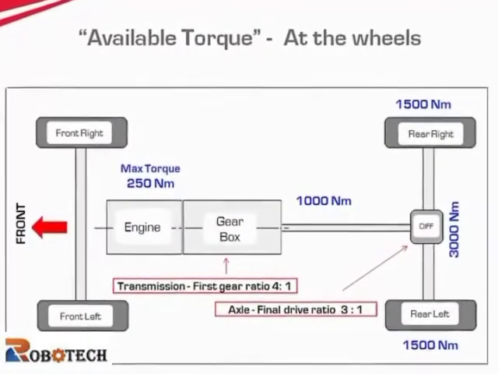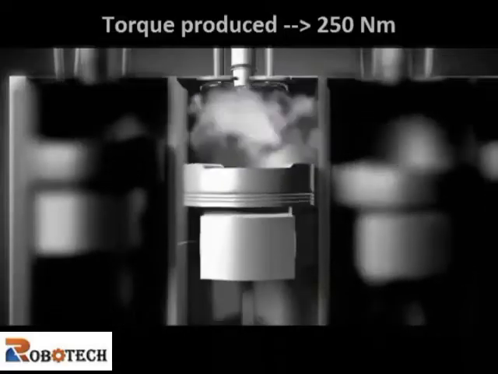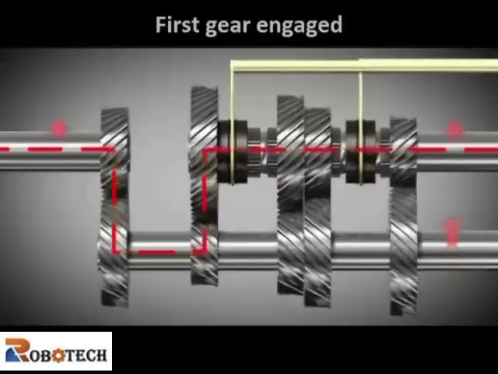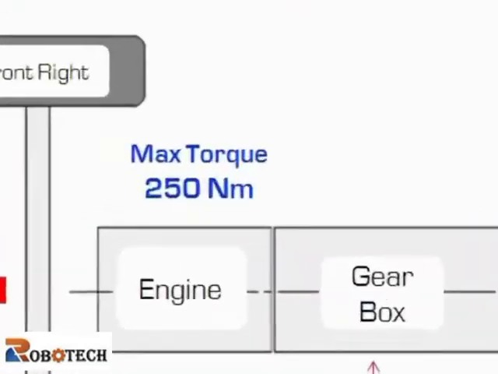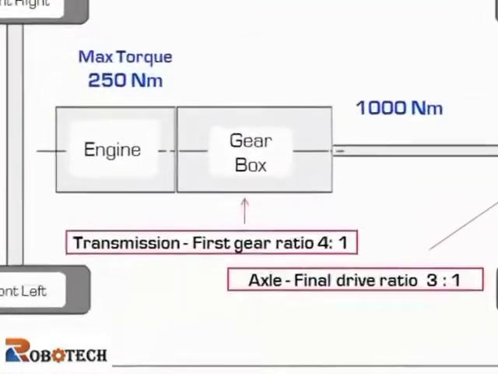Let's take an example. Here, what we are calculating is the available torque at each wheel. Considering that 250 Nm of torque is produced by the engine, and let's say that the gearbox is engaged in the first gear, and let's take the first gear ratio as 4:1. We are taking numbers like 250 and 4 just to make the calculations look simple.